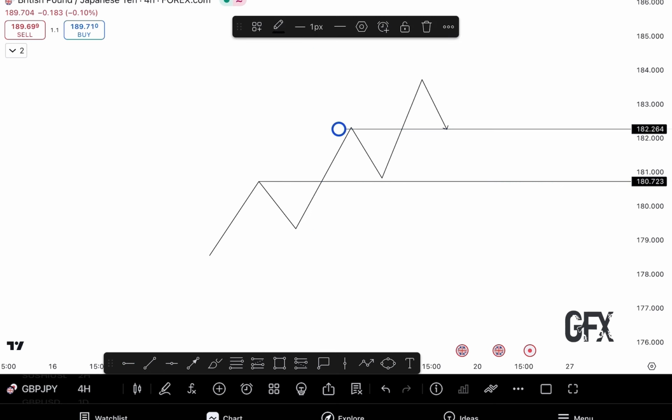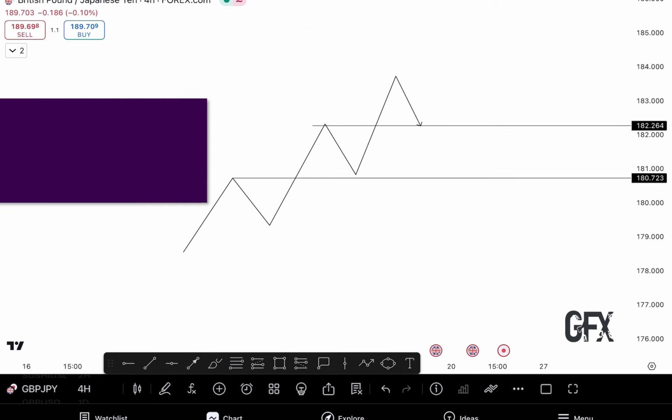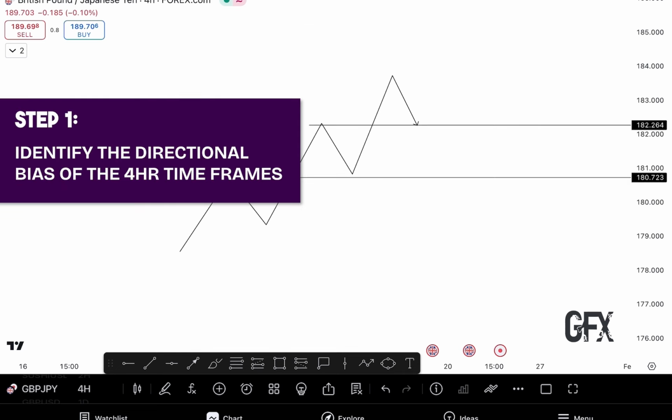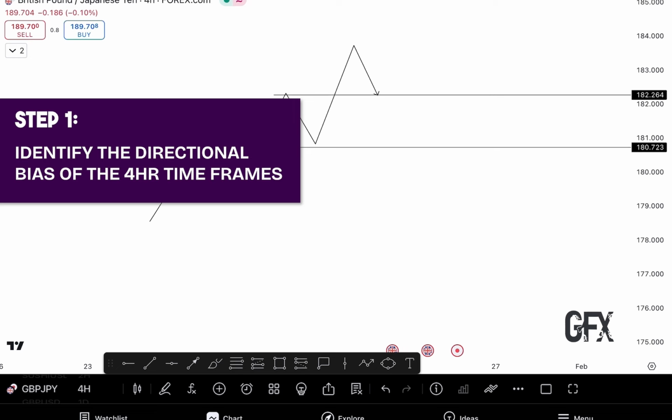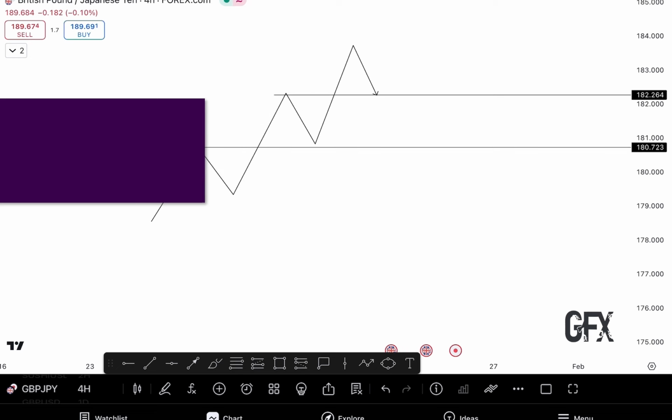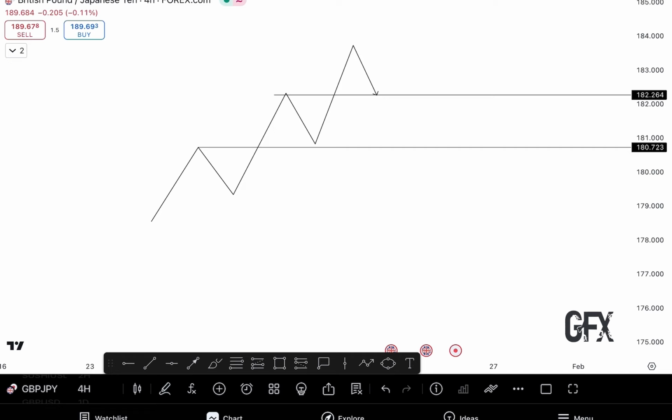So basically there are just 3 steps that I take to do this, and the first step is that I identify the directional bias on a particular time frame. So I use basically let's say 3 time frames. So let's say we use the 4-hour time frame to understand that we are moving to the upside on this kind of example. Then the second time frame is, let's say, the 1-hour time frame.